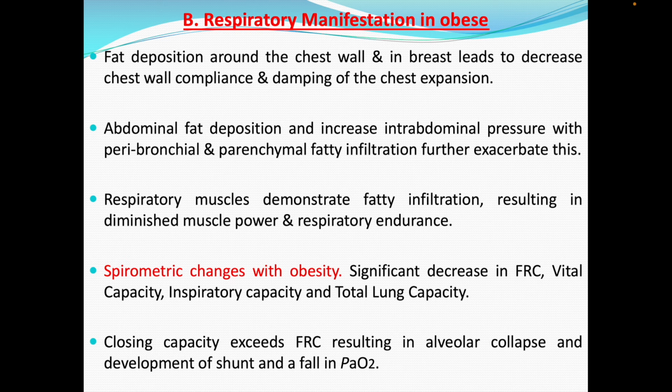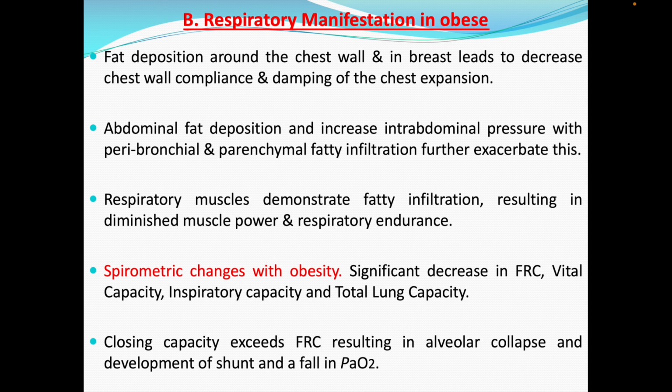Second manifestation is respiratory system manifestation. Fat deposition around the chest wall and breast leads to decrease in chest wall compliance and damping of the chest expansion. Abdominal fat deposition and increased intra-abdominal pressure with peribronchial and parenchymal fatty infiltration further exacerbate this condition. You see, there is a big abdominal mass of fat inside the abdomen which pushes the diaphragm upward, which makes problems for breathing.